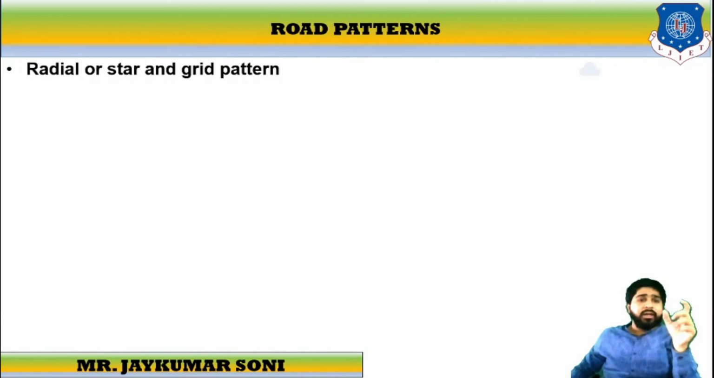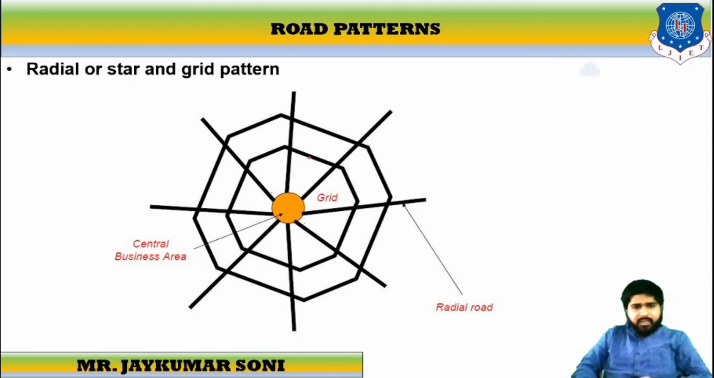Then another is the radial or star and grid pattern. First was star and block, then star and ring, then star and grid. See, all these patterns are not given in your book, but I am narrating these things for your better understanding. In the radial or star and grid pattern, rays are there. Instead of circular rings, this kind of grids are provided. This is the CBD area. This is called one grid, this is called the second grid, then it is like this. This is called another grid, and these are the radial routes.